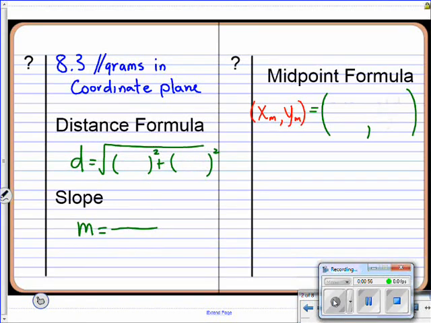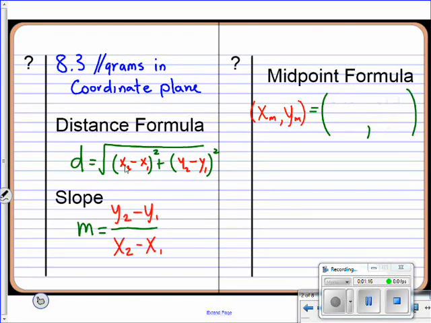Okay, so for the distance formula, given 2 points, and you try to find the distance between those 2 points, you take your x's and subtract them, and your y's and subtract them, and then you square them, and you take the square root of that whole thing. A lot of times students forget to take the square root of the whole thing to find the final distance, okay? Slope is the change in y on top over the change in x on the bottom.